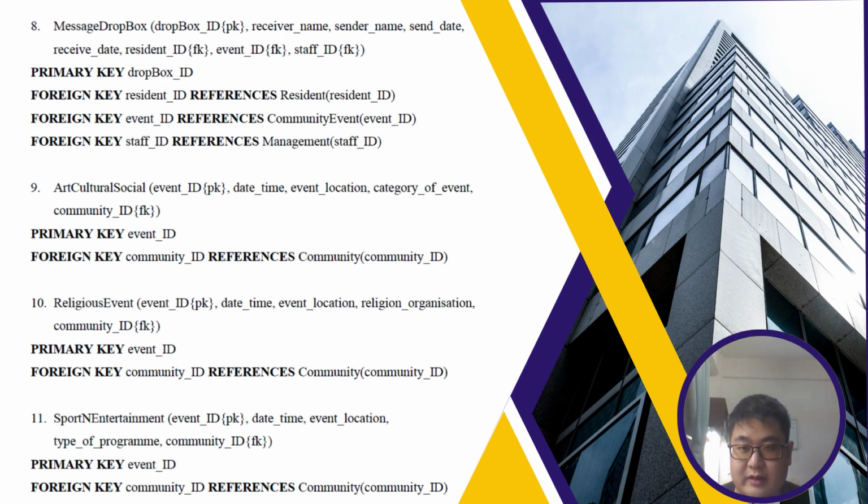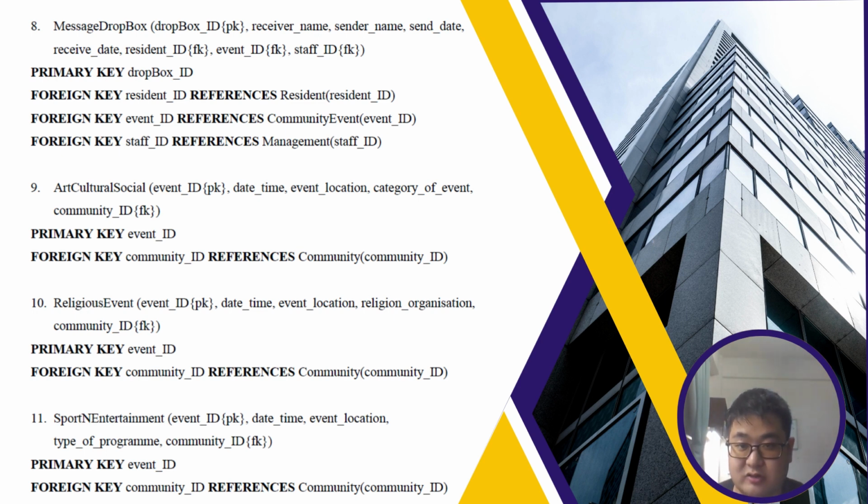For number 8, the message Dropbox table, we have the attributes of Dropbox ID, receiver name, sender name, send date, receive date, and resident ID, event ID, and staff ID. The primary key for the message Dropbox table is the Dropbox ID, and the foreign keys for the table are resident ID that references the resident table, event ID that references the community event, and staff ID that references the management table.